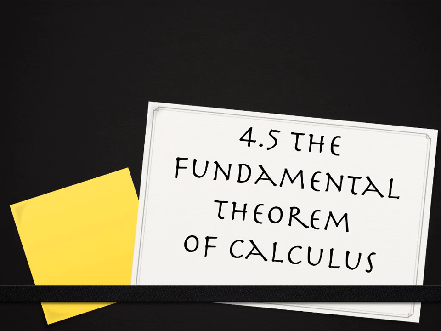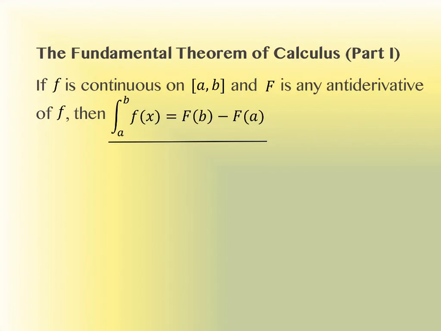All right, section 4.5 is going to finally piece together what we've been doing in the rest of chapter 4, and it's going to bring us back into the notation from the last section in 4.4 combined with what we were doing back in 4.1. So this is called the Fundamental Theorem of Calculus, Part 1. Part 2 is, I think, on the next page.